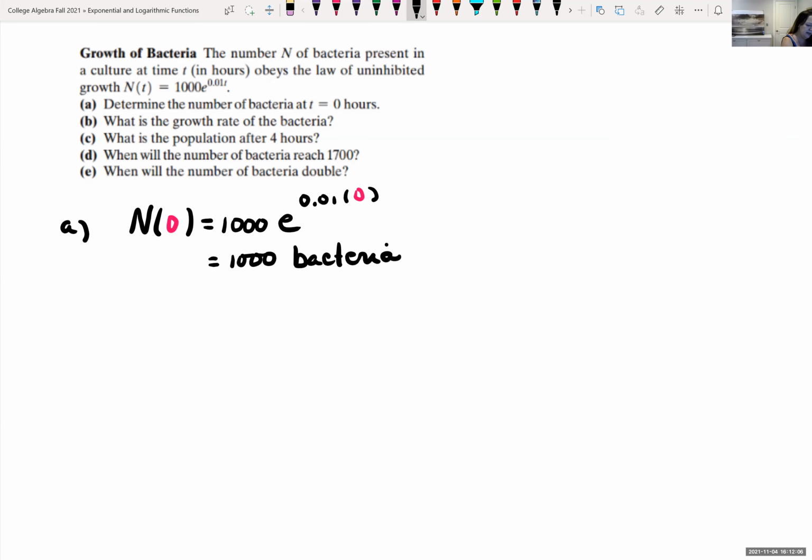Okay, so that was part A. Part B: what is the growth rate of the bacteria? K in our formula is equal to the growth rate. And so the growth rate, k, is equal to 0.01. This is in terms of hours. I needed to see what the time was. So the growth rate is increasing 1% per hour.